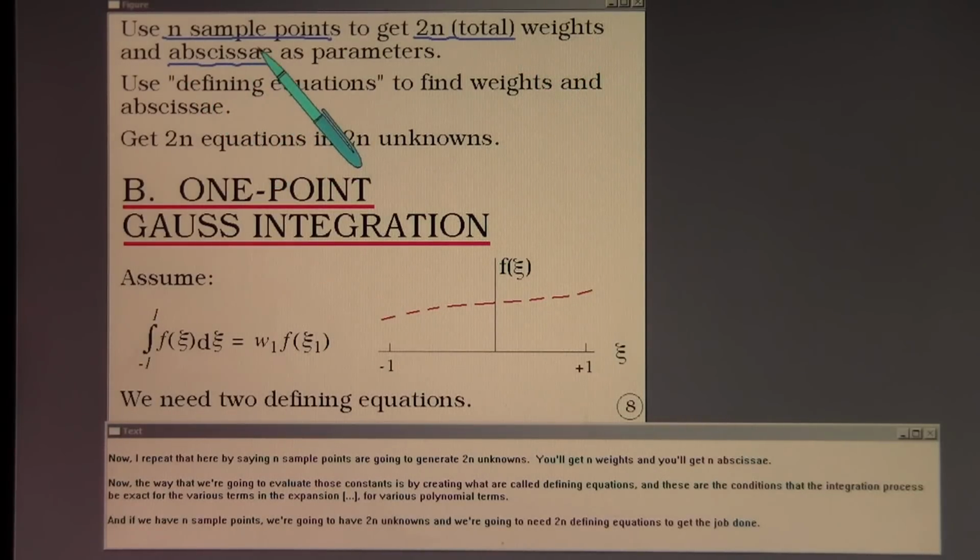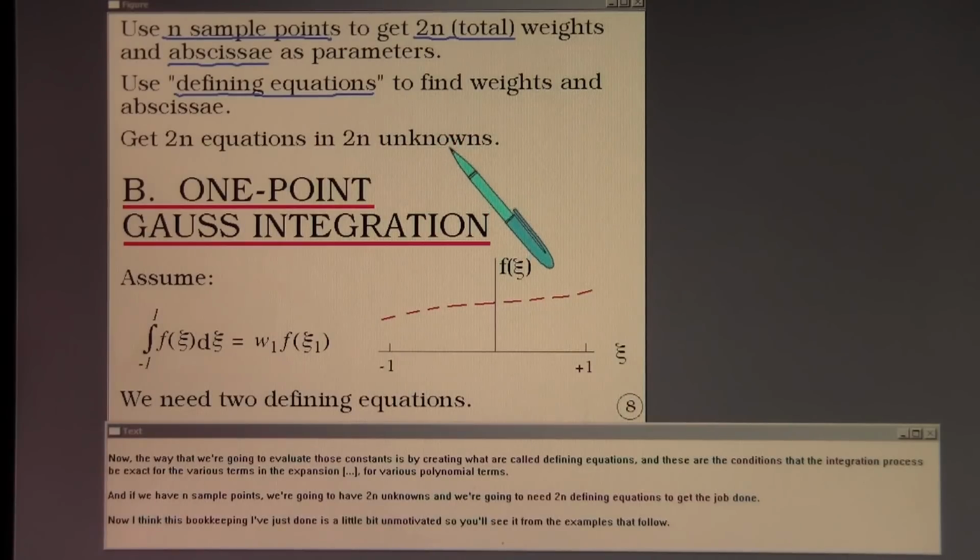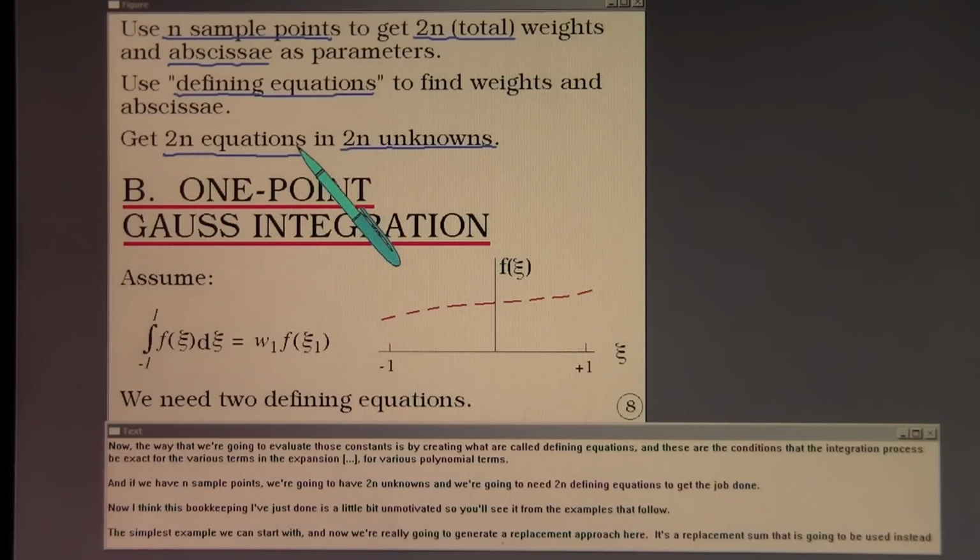Now, the way that we're going to evaluate those constants is by creating what are called defining equations, and these are the conditions that the integration process be exact for the various terms in the expansion. So for various polynomial terms. And if we have n sample points, we're going to have 2n unknowns, and we're going to need 2n defining equations to get the job done. Now, I think this bookkeeping I've just done is a little bit unmotivated, so you'll see it from the examples that follow.